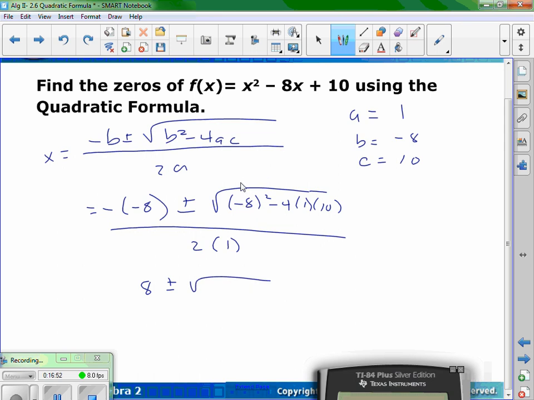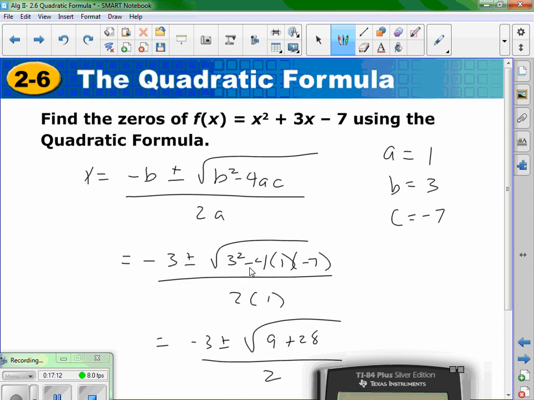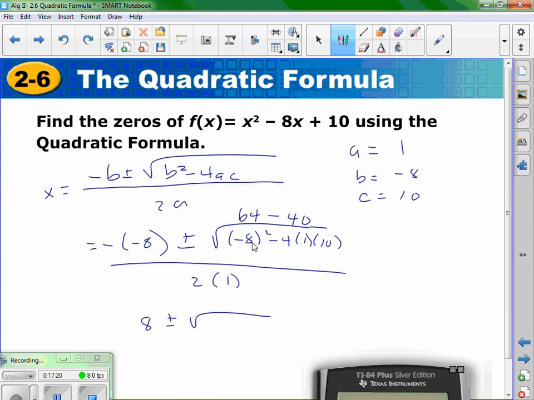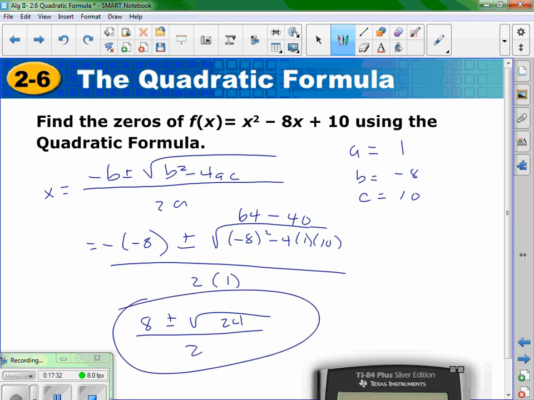8 squared is 64. Negative 4 times 1 times 10. Negative 40. Why is it negative on this one, but the last one was positive? Negative times positive is a negative. On this one, we had negative times positive. Even, so it has to be positive. There's an odd number of negatives, has to be negative. So what's 64 minus 40? 24 all over 2. That's your answer.